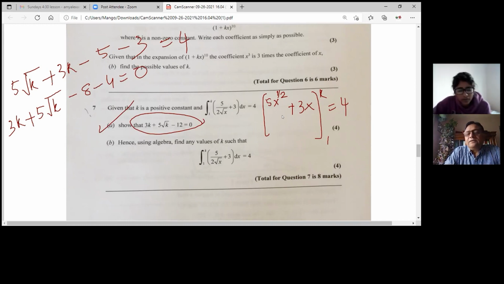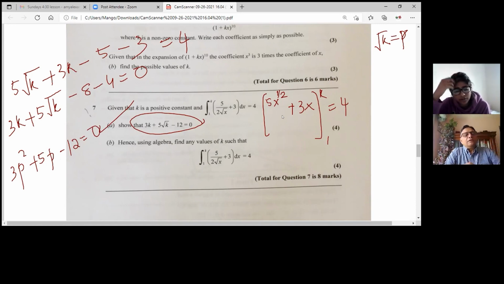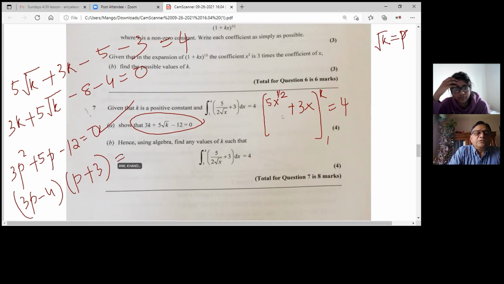So if you find it difficult that way, you can substitute square root of k as equal to, let us say, x, or let's say p. So you can write this as 3p squared plus 5p minus 12 equals 0. Is that clear? So you can factor this, correct? Use the quadratic formula, or you can factor 36 as 12 times 3: 3p minus 4 and p plus 3 equals 0. That gives you p value as 4 over 3 or p value as minus 3, correct?